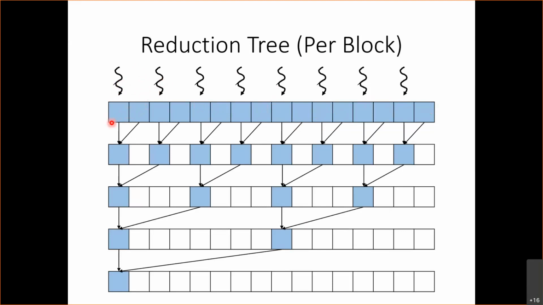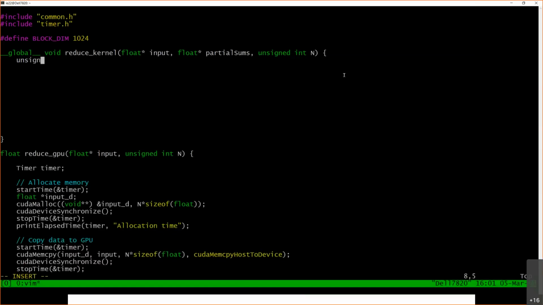So for me to find the segment that the thread block is responsible for, I need to skip over two times the number of threads for each thread block. Okay. Here I'm going to write unsigned int segment. Segment here is going to be the index of the first element that the thread block is responsible for. And it's going to be blockIdx.x times the number of elements that a thread block is responsible for. And that number is going to be blockDim.x times 2, because every thread block is responsible for twice as many elements as it has threads.